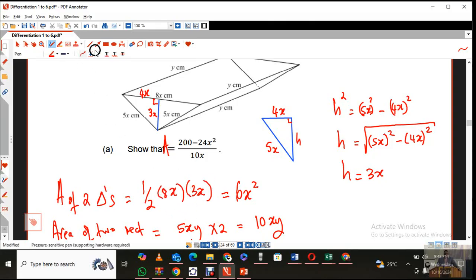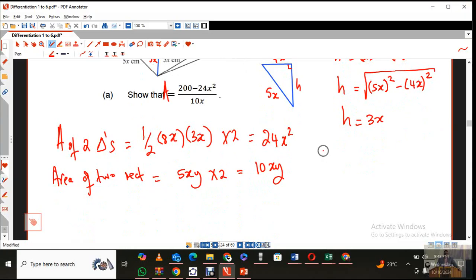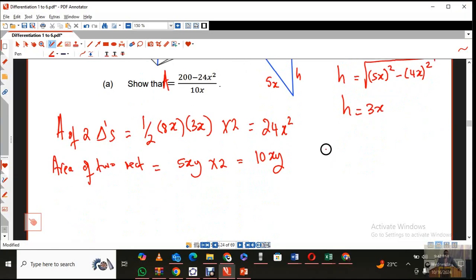And then I must multiply by a half, so basically those cancel. I've got 24x squared. Now I think it makes more sense. Now we have a scenario where the total surface area, the 24x squared plus 10xy, is equal to 200.